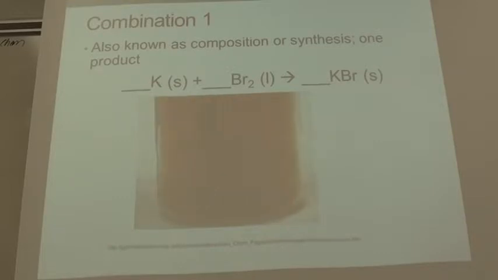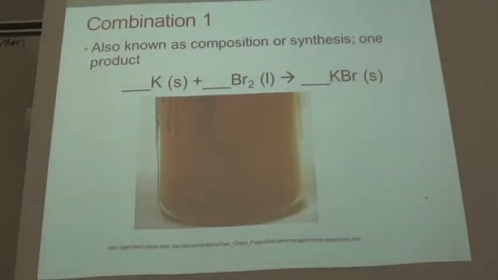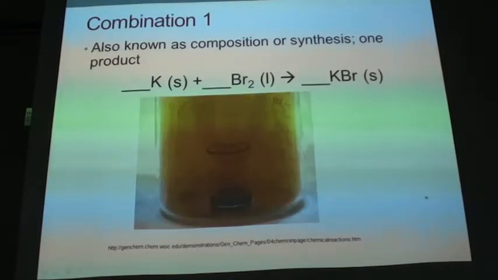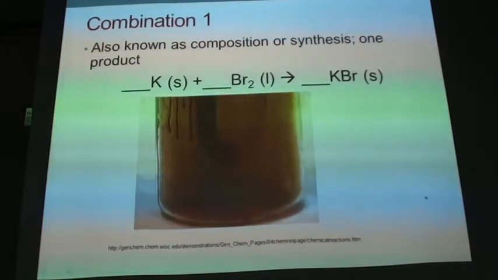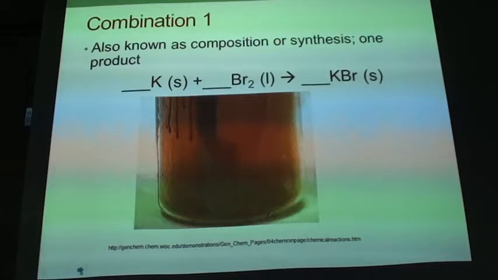Okay. Here we go. I'm going to turn the lights off just a little bit so you can see this. This is an actual combination reaction. Somebody has taken a piece of potassium metal and poured some liquid bromine into it. The chemical reaction takes place and potassium bromide results. Is that the brown stuff? The bromine is the brown stuff. I can't really see the potassium in this picture.